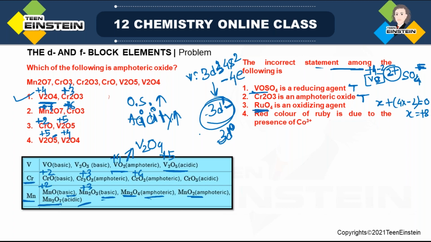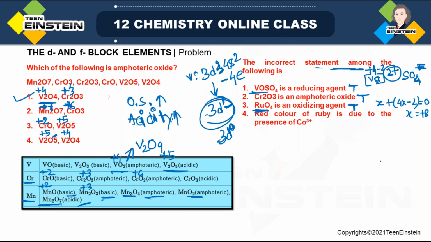Now this is a very high oxidation state. That means obviously it will be an oxidizing agent. Oxidizing agent means one which accepts electrons. So as +8 is a very high oxidation state, it will have a tendency to accept electrons from other species. So this oxide of ruthenium is actually an oxidizing agent, and this is also true.